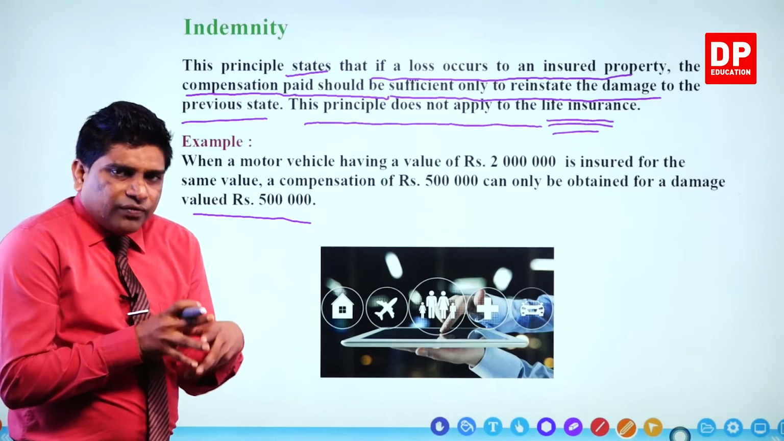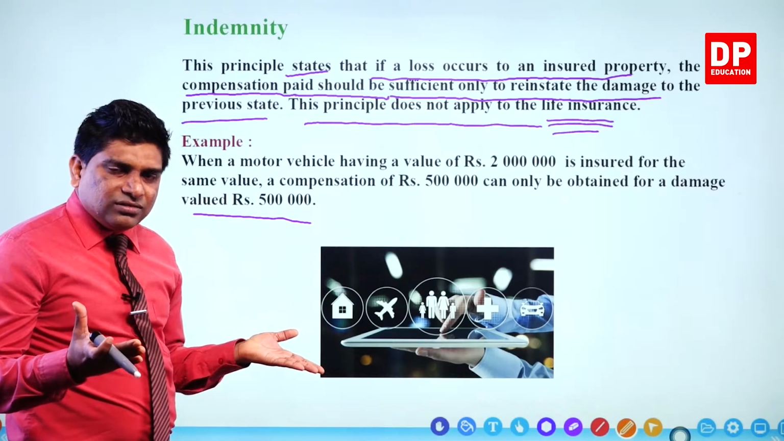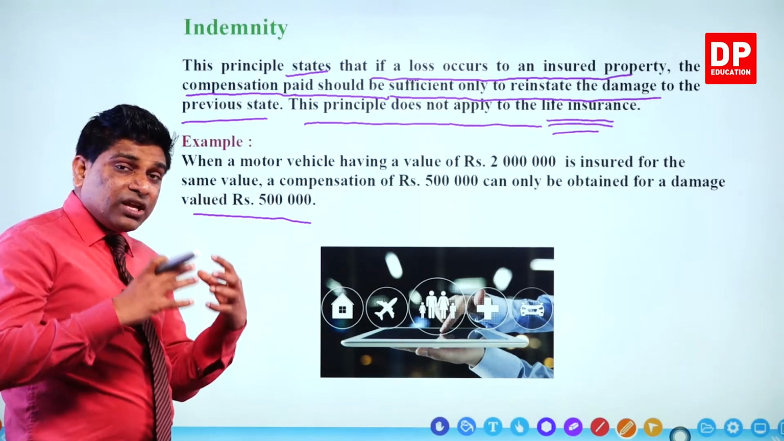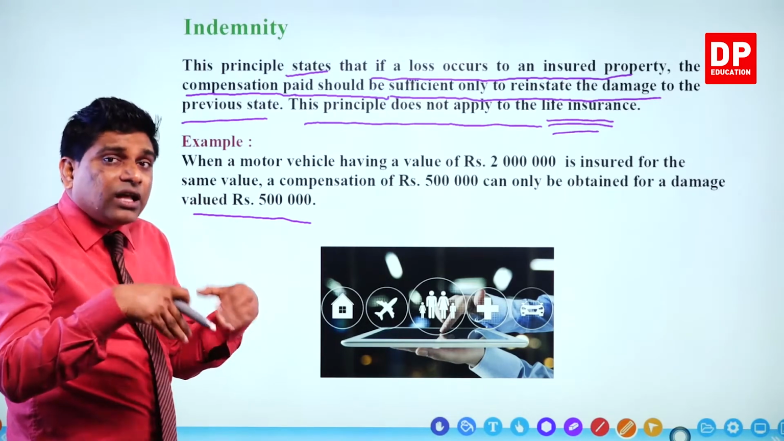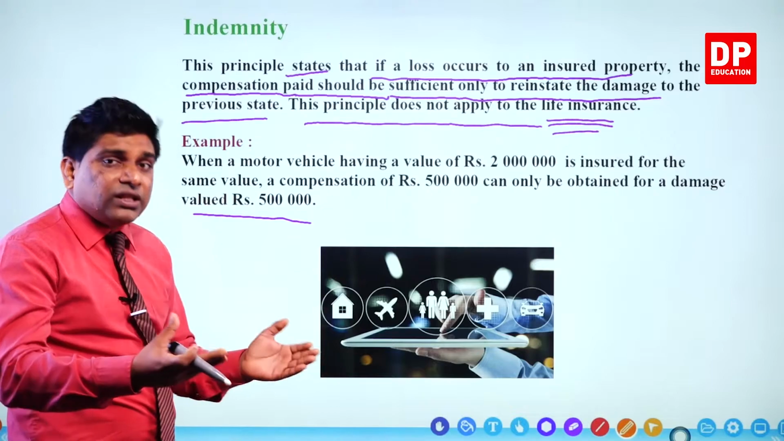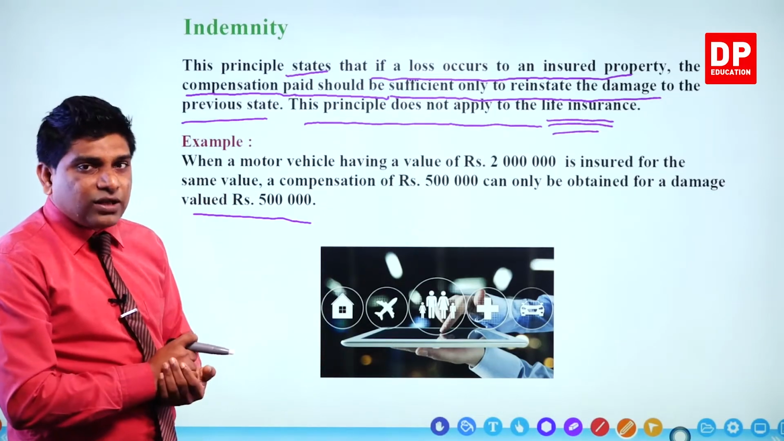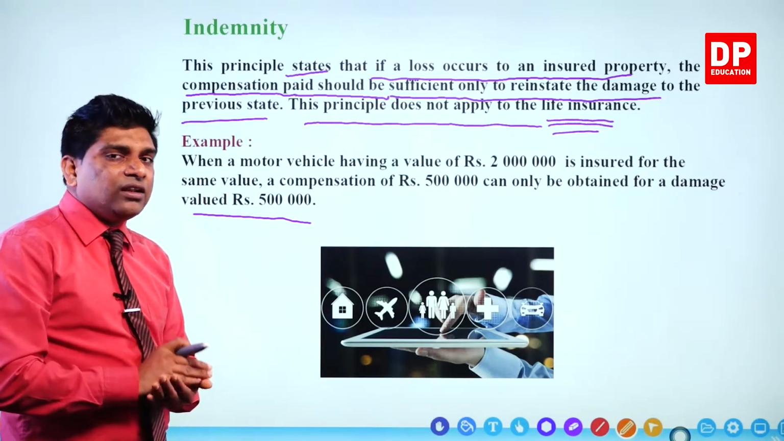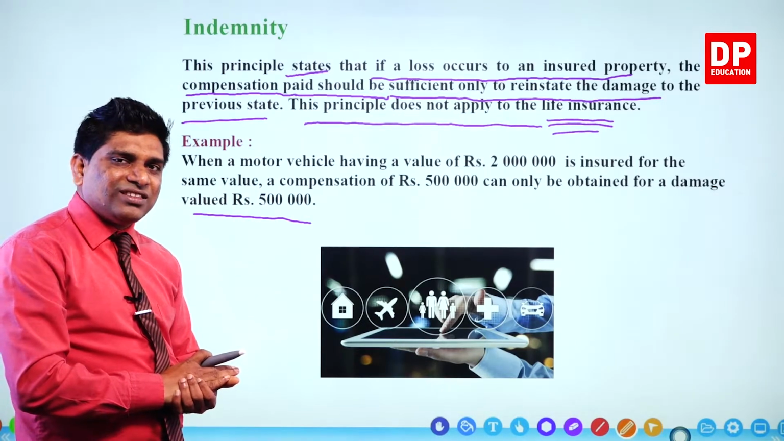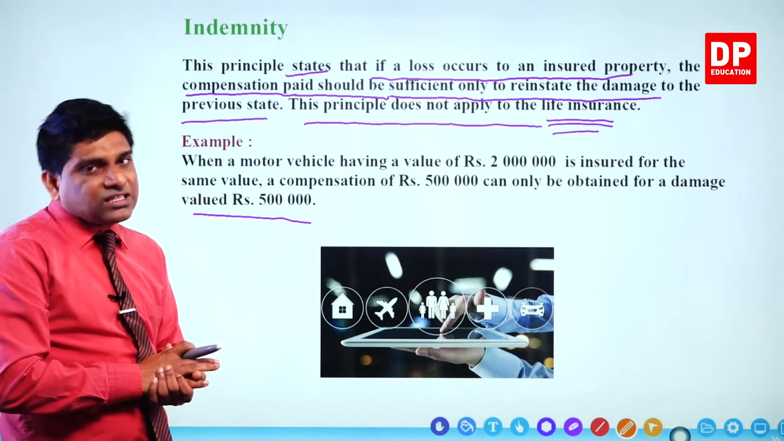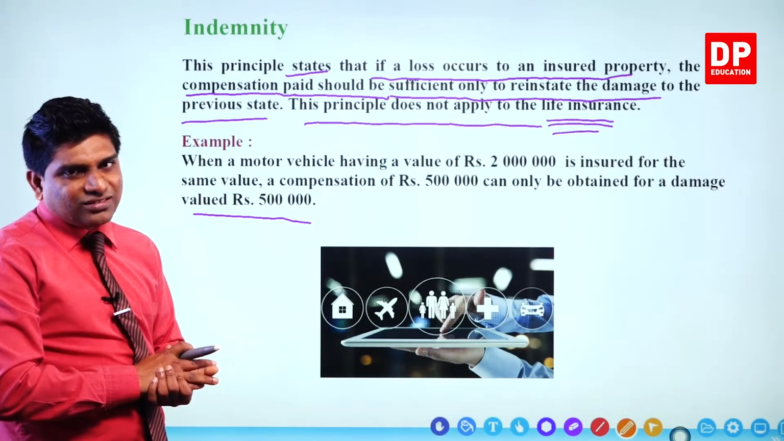Even though the value of your vehicle is 2 million, the compensation will be paid only 500,000 rupees for the damage value of 500,000. They never pay more than 500,000 rupees because the damage value is how much? Damage value was estimated as 500,000.